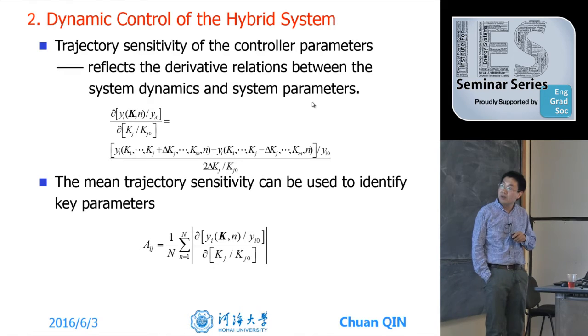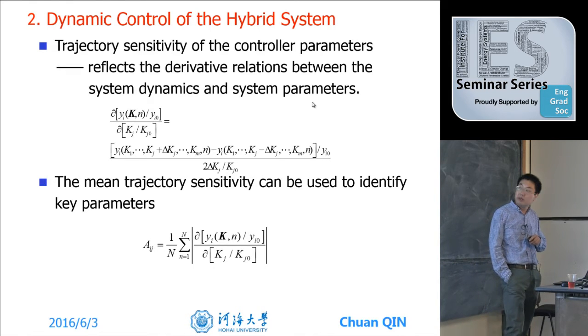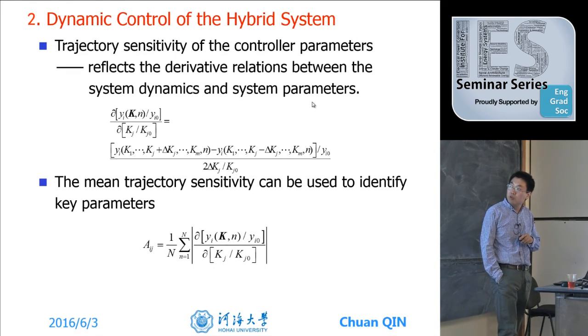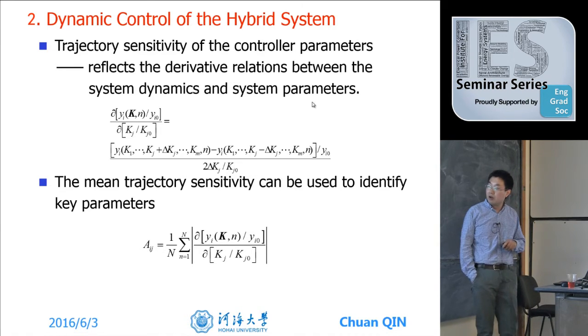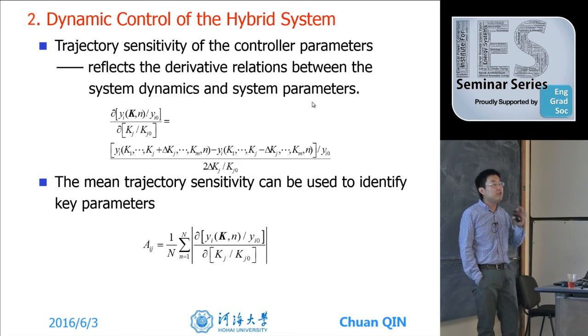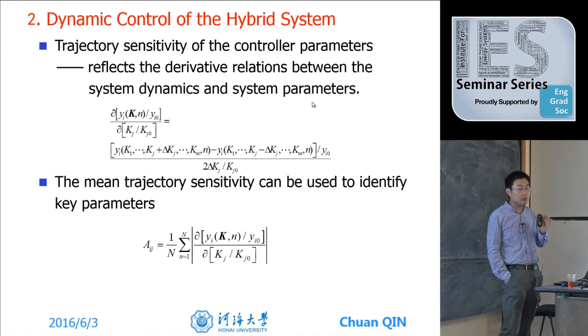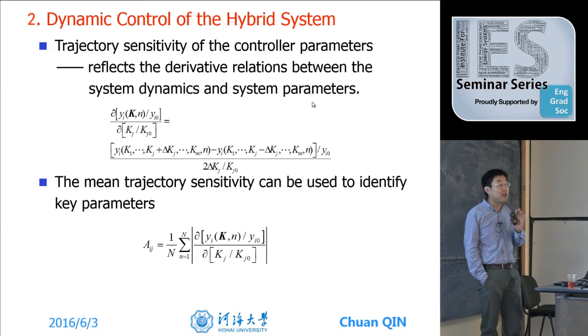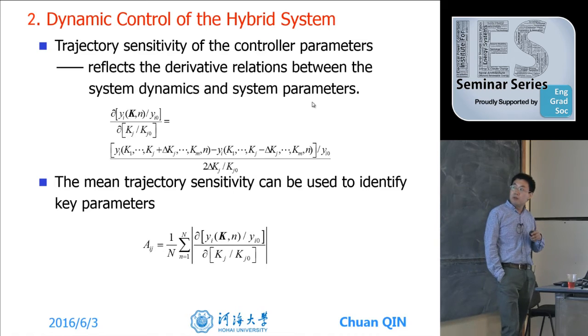And y is the trajectory variables, and k is the control parameters. Also, we can calculate the mean sensitivity by this equation. And the mean sensitivity can be used to identify the key parameters. If the mean sensitivity of a parameter is larger than the others, it shows that it will play important roles on dynamic response.